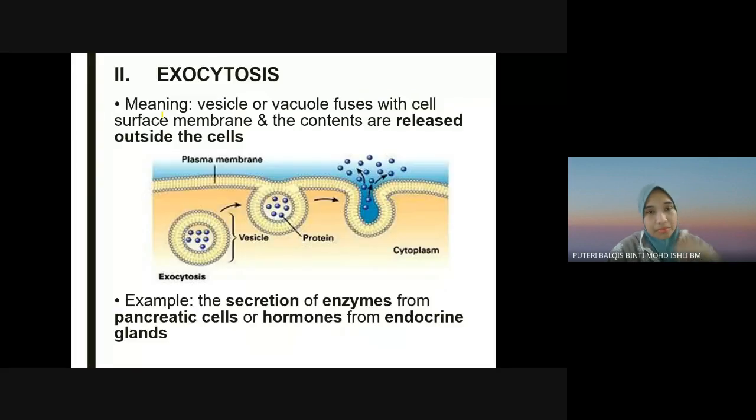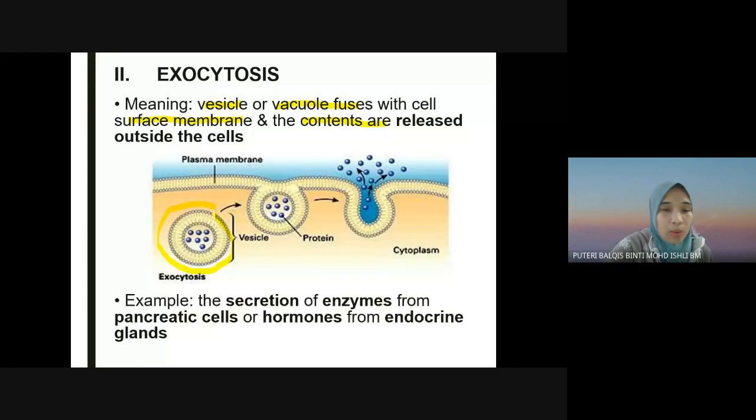Okay, exocytosis. Exocytosis adalah dia bawa sel tu keluar. Maksudnya, vesicle or vacuole fuses with the cell surface membrane and the contents are released. So tengok kat sini, ni adalah vesicle. Dalam vesicle tu mungkin ada hormon, mungkin ada enzim, mungkin ada neurotransmitter. And all those contents will be released outside the cell by the process of exocytosis.